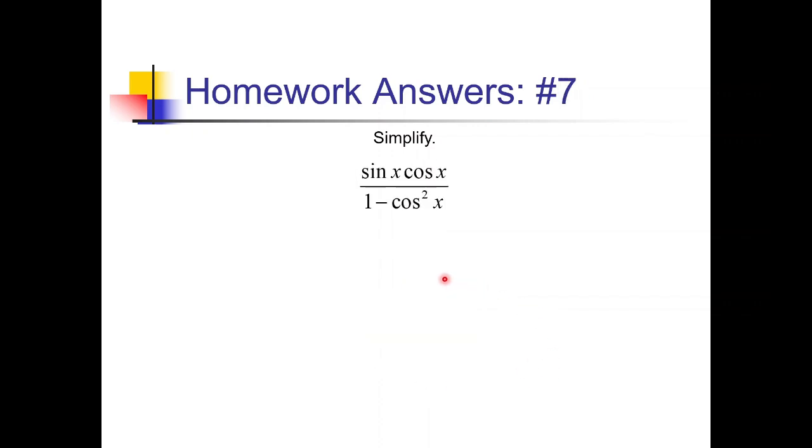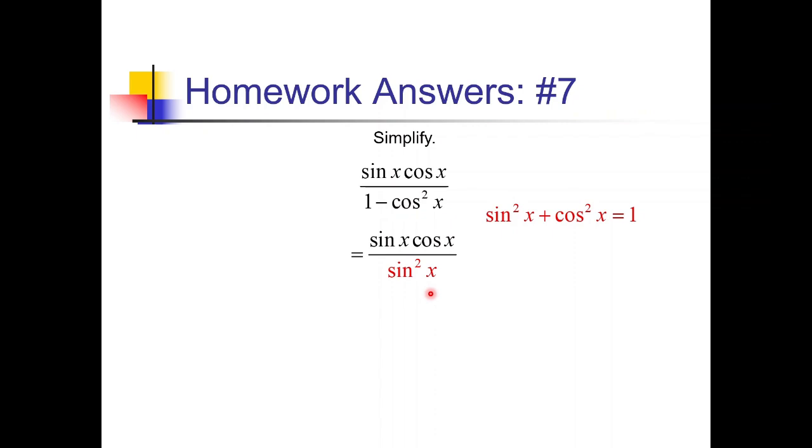For this problem, I notice I have a squared trig function in the denominator. So I'm thinking a Pythagorean identity might help here since it's a 1 minus sort of situation. So I've got sine squared plus cosine squared equals 1. That's one of my identities. If I subtract cosine squared from both sides, I see that 1 minus cosine squared, like I have here, is the same as sine squared. So I can substitute sine squared for this expression down here.